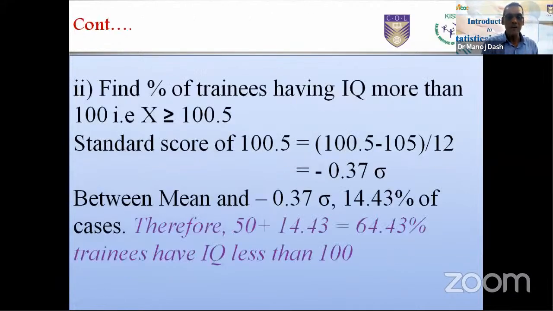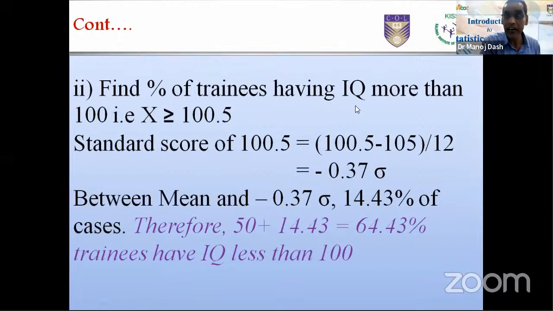Come to the second bit. This is the second bit: the trainees having IQ more than 100. Find the percentage of the trainees having IQ more than 100. Exactly the process remains the same. I hope I should not repeat it again and again. See, 100 means the value is 100.5.